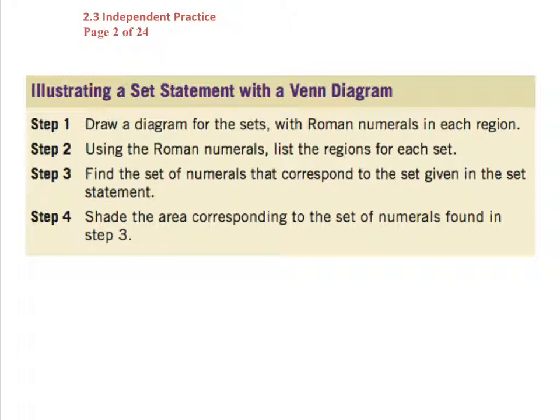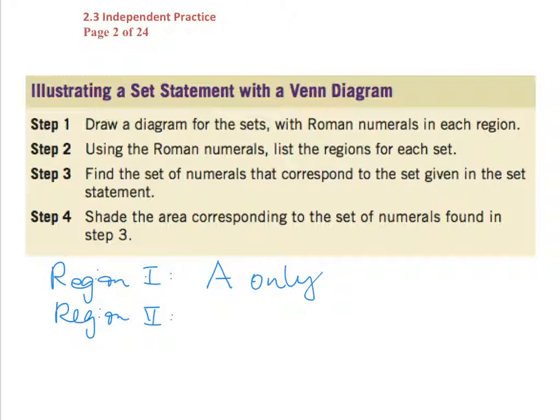Before we start, we need to set some rules for the Roman numerals. We will have region 1. Region 1 represents all the elements in set A only. So it's only A. These are elements that are not in B. Okay, they're only in A. And then we're going to have region 2. Make sure that you write this down. Region 2 represents the elements that are both in A and in B.